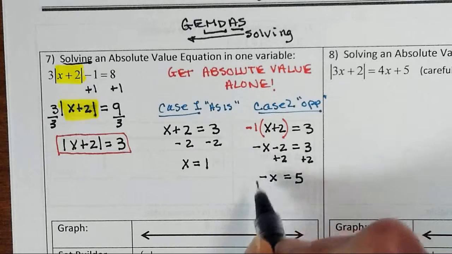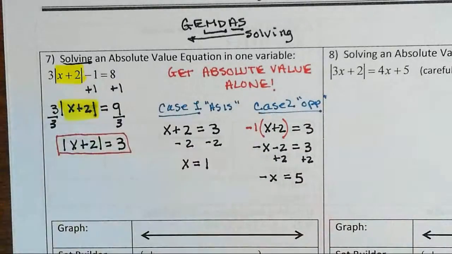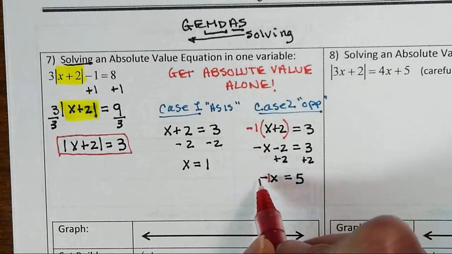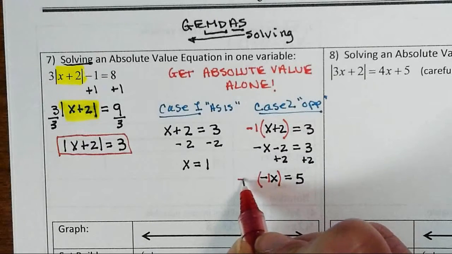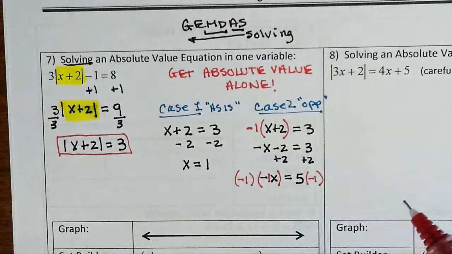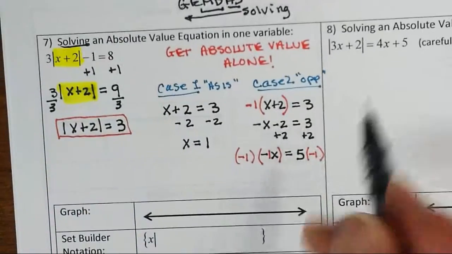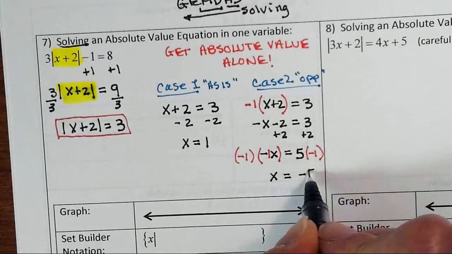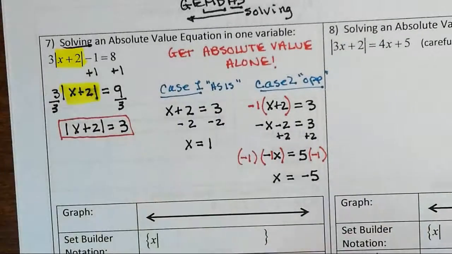I cannot have negative x. I have to have x. So if you remember, this negative is the same as -1. So I can either divide or multiply by -1. I'm going to go ahead and multiply by -1 because I want you to start getting used to seeing that. So that means now negative times a negative is a positive. So I get x is equal to -5. So that's my other answer.